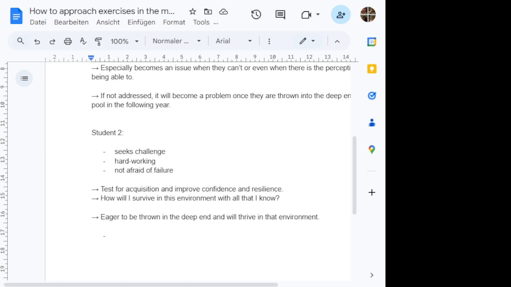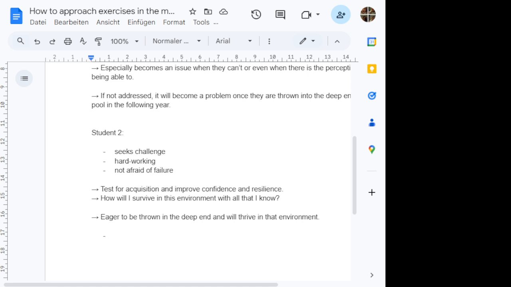As I tell the kids all the time, I want them to make mistakes. I have made other videos on this issue. Mistakes are important for most efficient learning. So he uses this opportunity, same exercise, to test for acquisition and to improve his confidence and resilience. And his thinking in this kind of exercise is, how will I survive in this environment with everything that I know? Like, he doesn't want help.